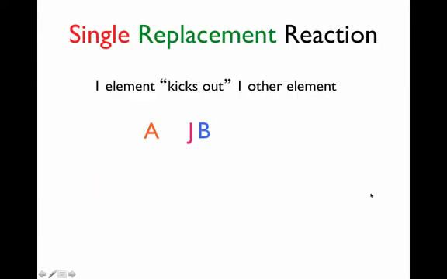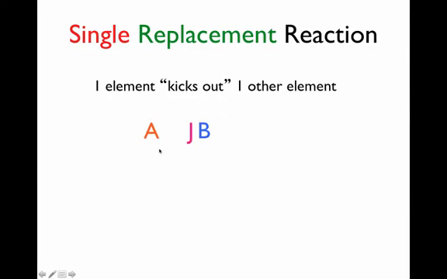The third type of reaction is shown here. Again, I'm not showing you an exhaustive list of different types of chemical reactions. I'm just showing you some of the more common ones that are shown to beginning chemistry students. This type of reaction is called a single replacement reaction. The idea here is that one element kicks out one other element. And I'm going to show that with a little bit of an animation.